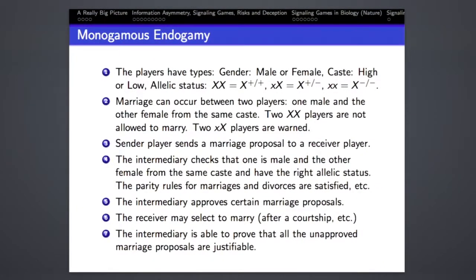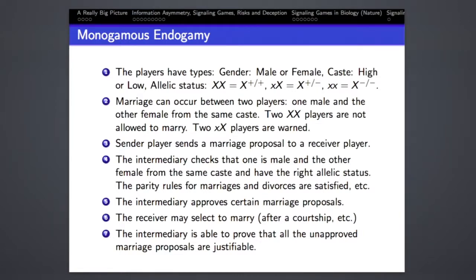So this I call the monogamous endogamy game. It's very politically incorrect. So I have created a pool of people who are anonymous. I know their types. I know they're male or female, and they have two castes, maybe Brahmins and untouchables, and they have allelic types. So some are double mutants, so both their alleles are mutants. Some are heterozygotes.